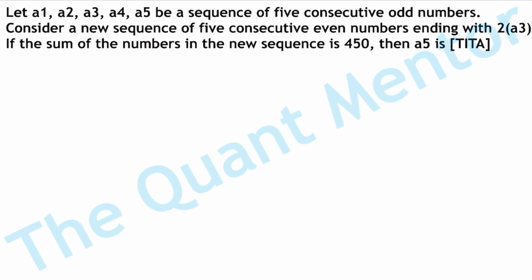Beautiful question, and there are multiple ways of solving this. We'll look at the conventional, the first method first. A new sequence of 5 consecutive even numbers ending with twice of A3. Let's write that sequence as E1, the first even number, E2, our second even number, E3, our third even number, E4, our fourth even number, and E5, our fifth even number. Let the middle term of the sequence be 2x.